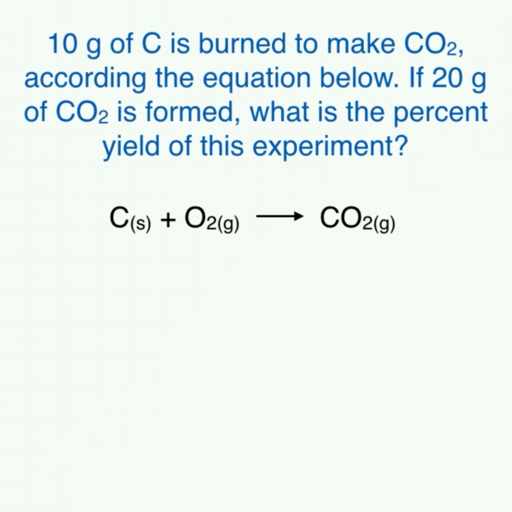Let's go through an example problem involving a percent yield calculation. 10 grams of carbon is burned to make CO2, according to the equation below. If 20 grams of CO2 is formed, what is the percent yield of this experiment? Let's start with writing down the information gathered from the problem. We know that the mass of carbon is 10 grams, and we know that the actual mass of CO2 obtained is 20 grams.